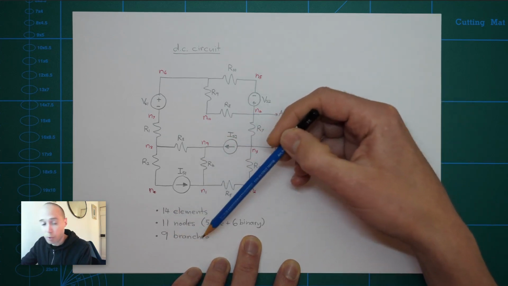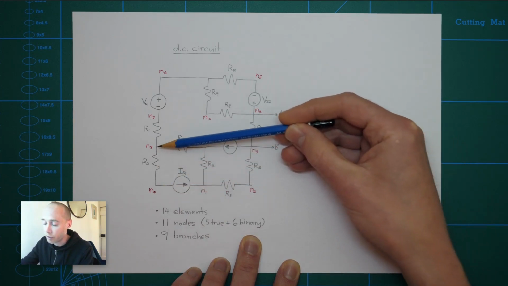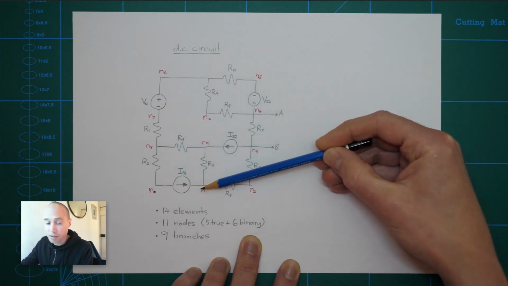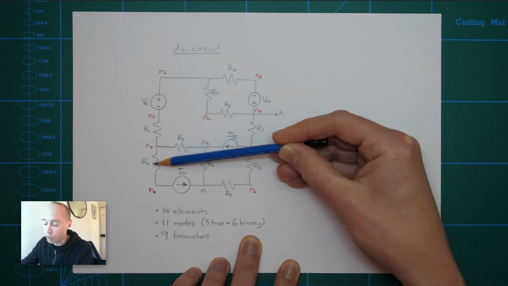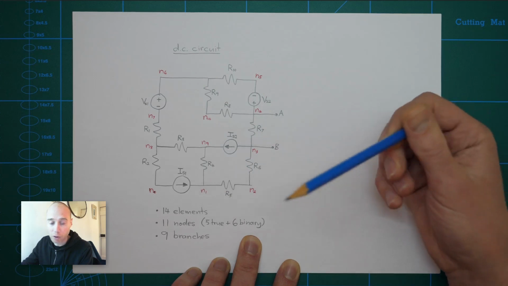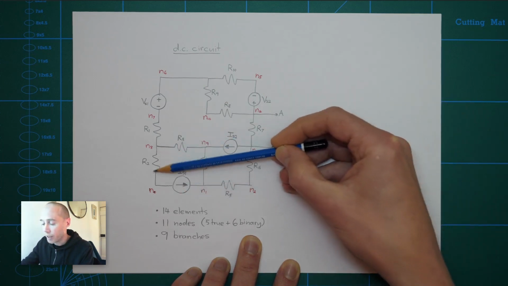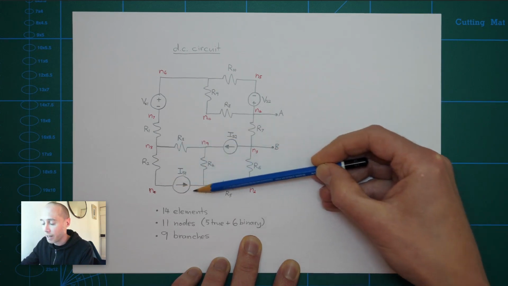I've also counted the branches here. There's a total of 9 branches. What we mean by that is any path in the circuit that begins at one true node and ends at another true node without passing through any other true nodes. So you can go through a binary node here. This would be one branch here, but it must begin and end at a true node.